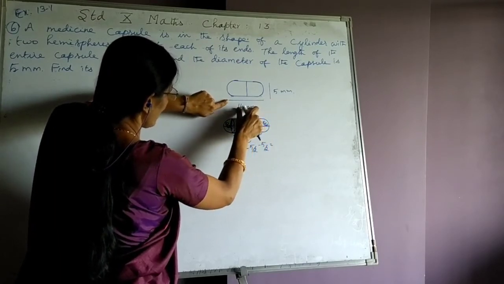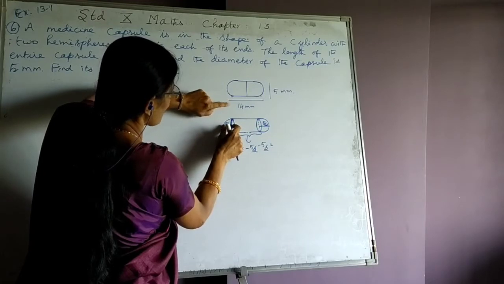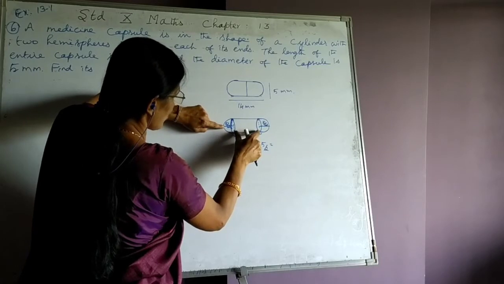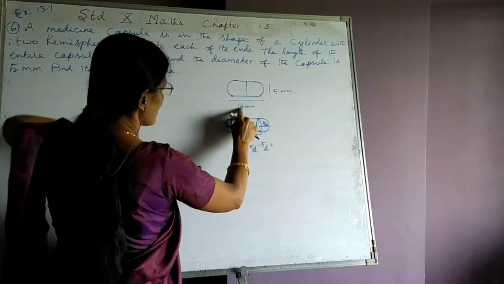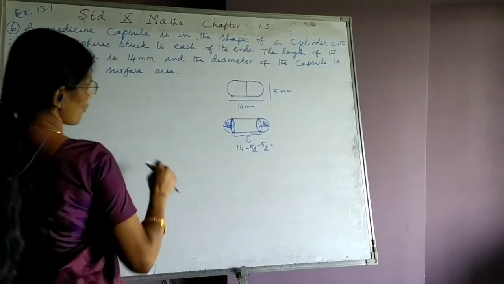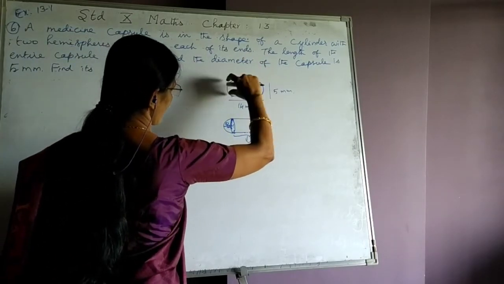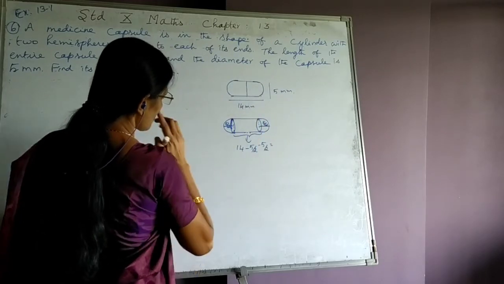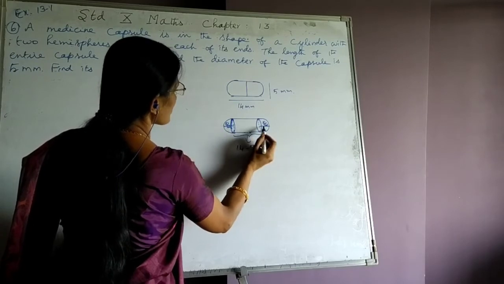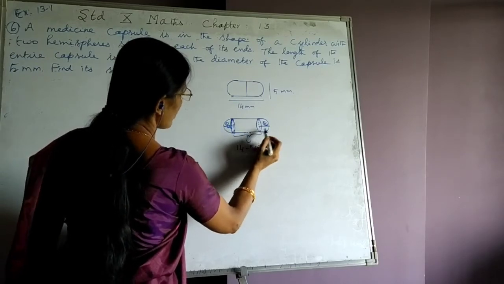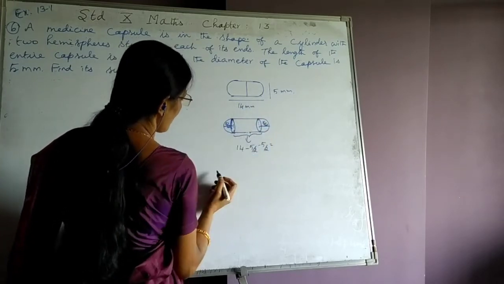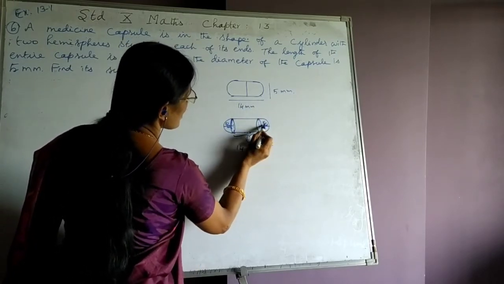So this 14 millimeter includes the radius of one hemisphere on this side, the radius of another hemisphere on this side, plus the length of the cylinder, together given as 14 millimeter. The diameter of the capsule is 5 millimeter. So here we have a cylinder and hemispheres. The diameters of the hemispheres and the cylinder are equal to how much? 5 millimeter. So if the diameter is 5 millimeter, what is the radius of the hemisphere? It is 5 upon 2.